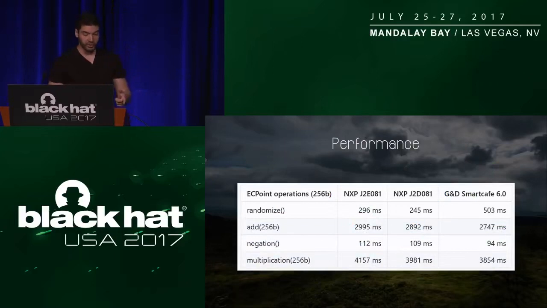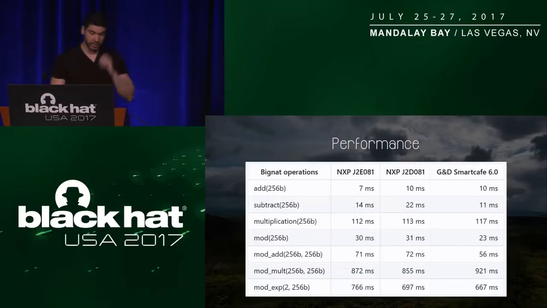And of course, you may be wondering how fast this is. So here are our timings for elliptic curve operations. As you can see, it depends on the card. Some of them are faster, some of them are slower. Usually the slowest operation is multiplication, which runs up to 4 seconds. I haven't seen anything slower than that. And then we also have these operations, which are for big numbers. These are all less than a second, and they happen very fast because they are simpler. And of course, some cards do better than others.